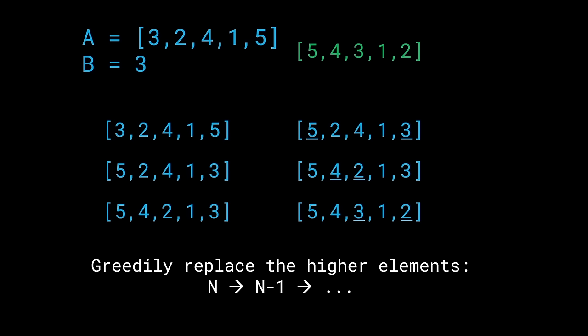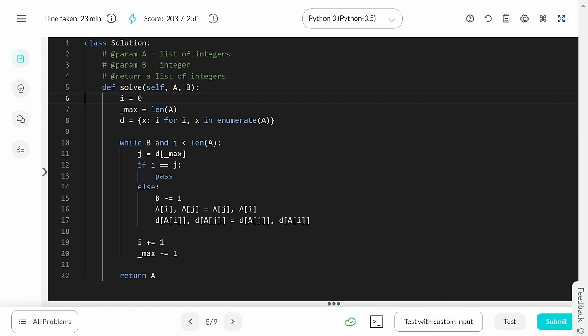Which means that the scary constraint given to us that b can be 10 to the power 9 is not really meaningful, since the array is only 10 to the power 6 elements. In any case, this is the entire logic that we need to solve the problem. We can greedily replace the higher elements. So we'll make sure the highest element n is at the first position, then the second highest element n minus 1 is at the second position, and so on and so forth till we get to 1. All right, let's talk about the code.